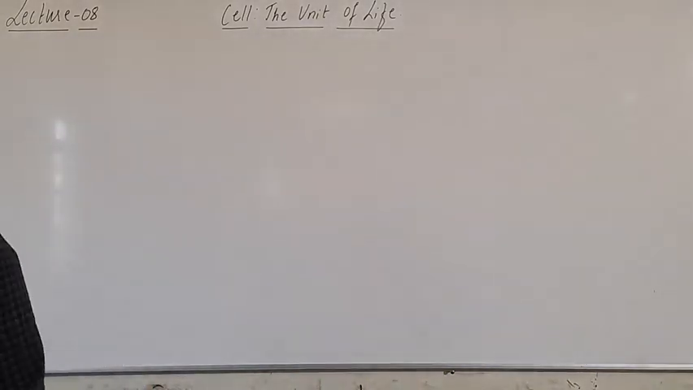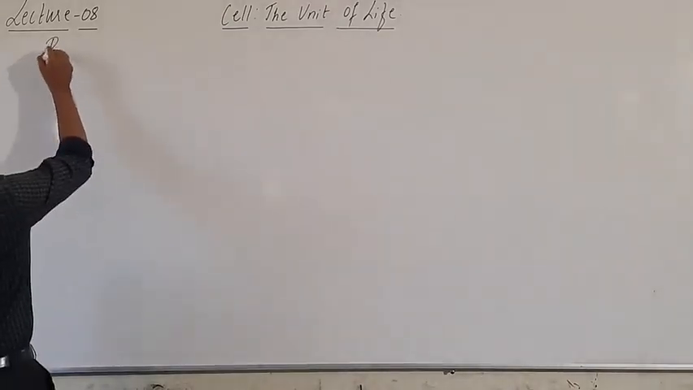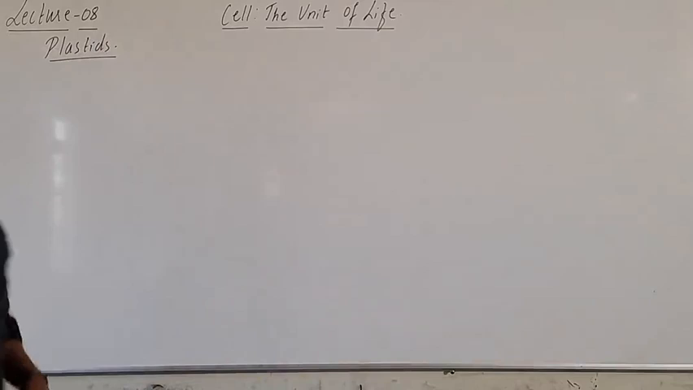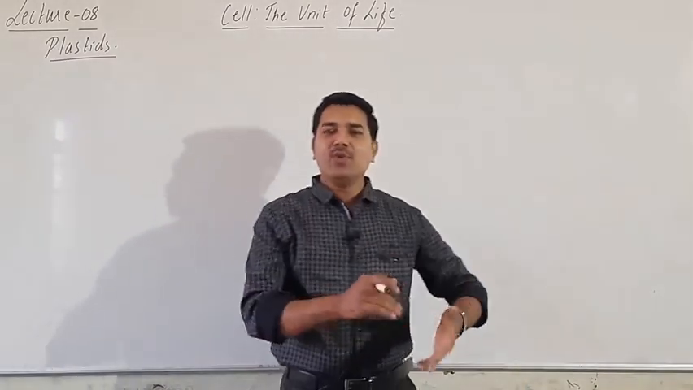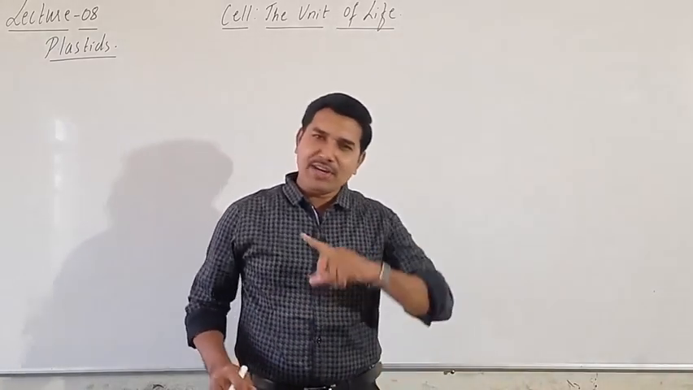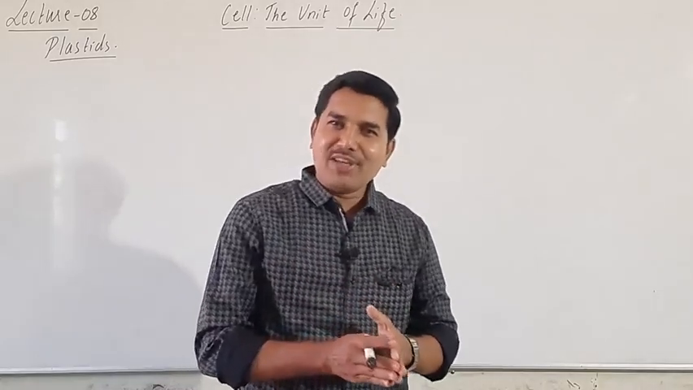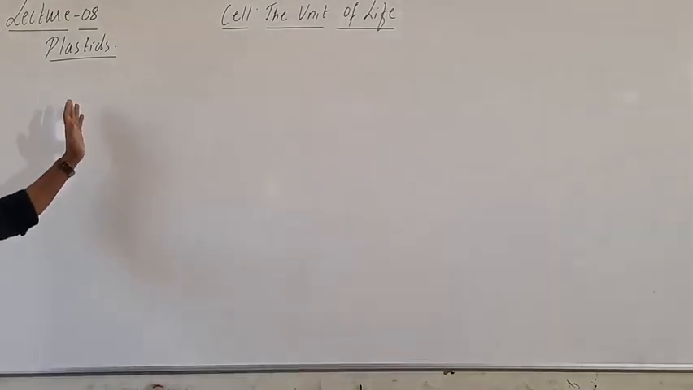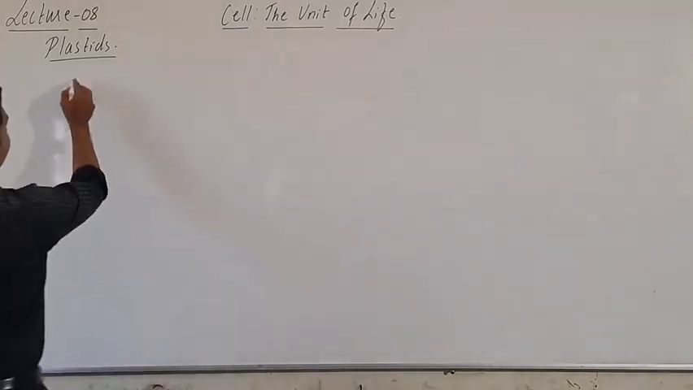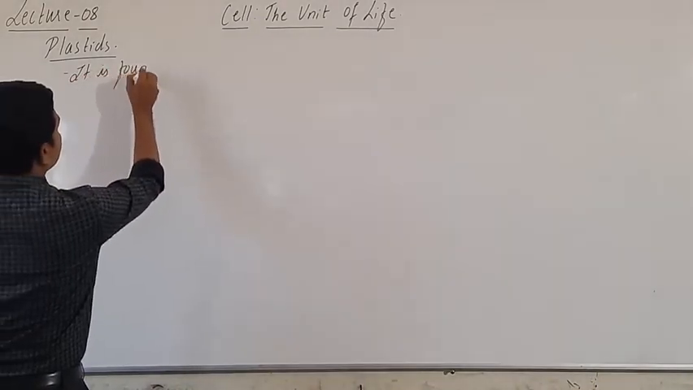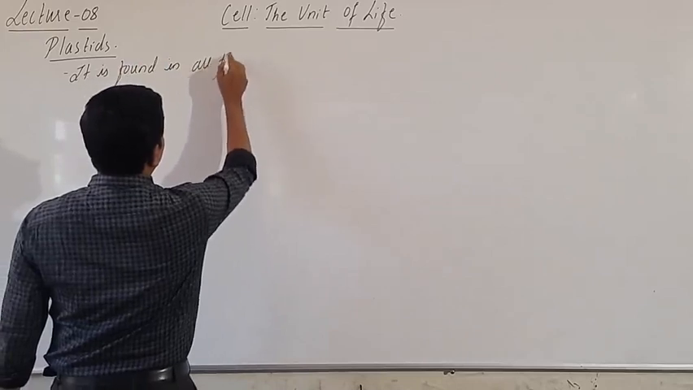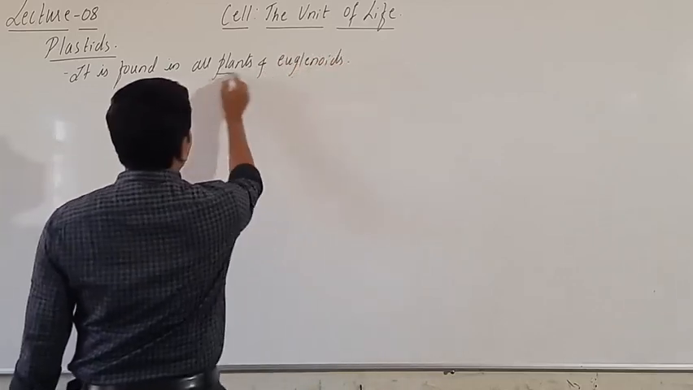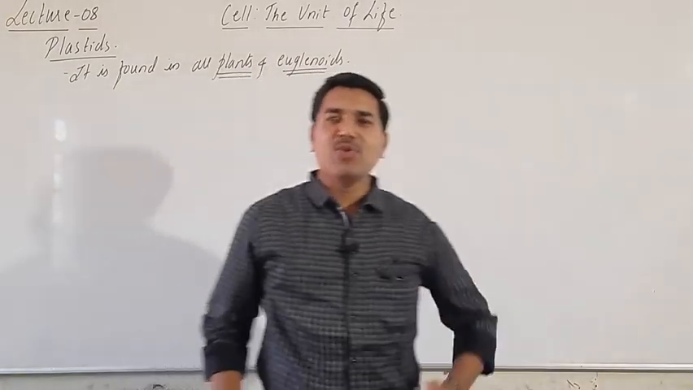Next heading is plastids. Plastids are the cell organelles found in plants and euglenoids. In Euglena also there are plastids, that is chloroplast. Already you have studied Euglena in the kingdom Protista. So plastids are present in all plants and euglenoids, like Euglena.